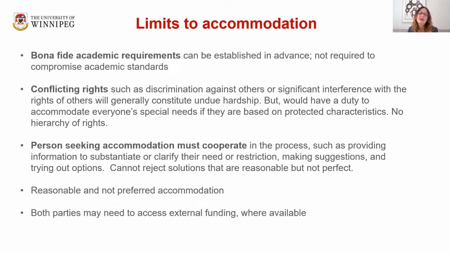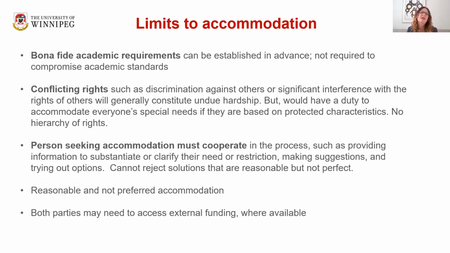Conflicting rights. So for example, if someone were to request an accommodation, but it would violate someone else's human rights, then that would generally constitute undue hardship. But realistically, we would have a duty to accommodate both parties' needs based on a protected characteristic, and there's no hierarchy of rights. So in general, what ends up happening is that there is an accommodation of both parties or a balancing of those interests. So sometimes that does come up. For example, if somebody has a service animal and someone in the class has a really bad allergy, say to dogs, that might be something where we would have to balance both parties' rights and provide accommodation to both parties.